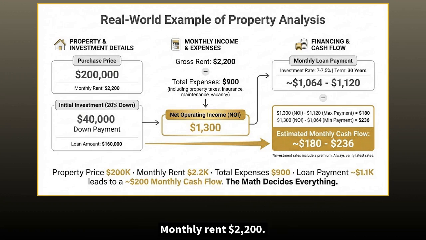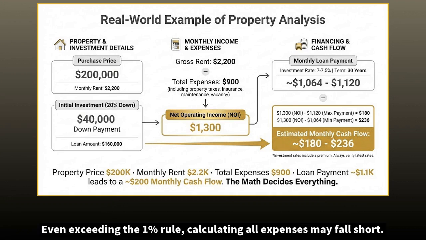Monthly rent, $2,200. Subtract $1,000 in expenses. $1,200 remains. Subtract $1,064.20 in loan payments. Final pre-tax cash flow, $136 monthly. This doesn't reach the target $200. Even exceeding the 1% rule, calculating all expenses may fall short.